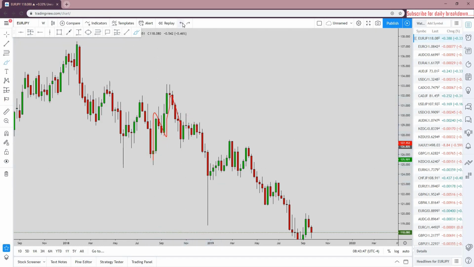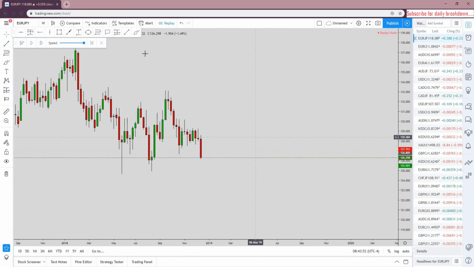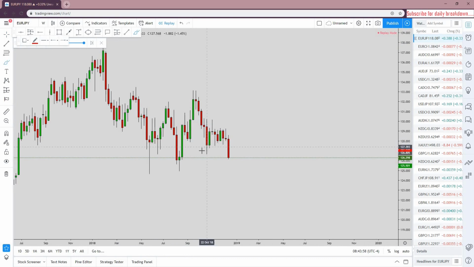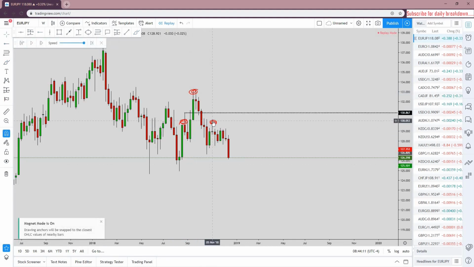I will use the replay tool so it will be simpler for your eyes. The market created kind of an equal low, even if the market slipped all the way to here, but overall this was the left shoulder, this was the right shoulder, and this was the head. Now if you notice, the left shoulder is higher than the right shoulder. You're immediately able to see this, and it's very important.